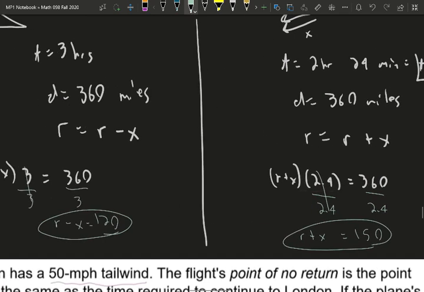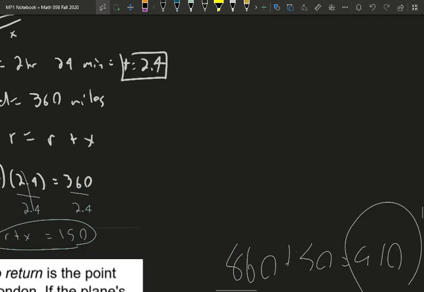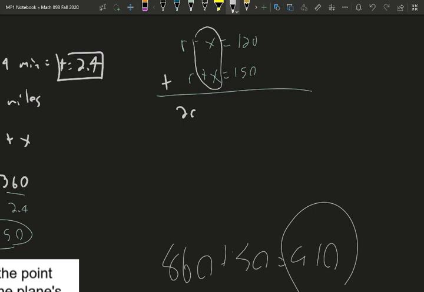Now we could easily use elimination for this. R minus X is 120, R plus X is 150. The reason I did this is I saw, oh, that's easy, because now we have the same number with opposite signs. So I could say R plus R is 2R, the X terms cancel out. 120 plus 150 is going to be 270. And just divide by 2.